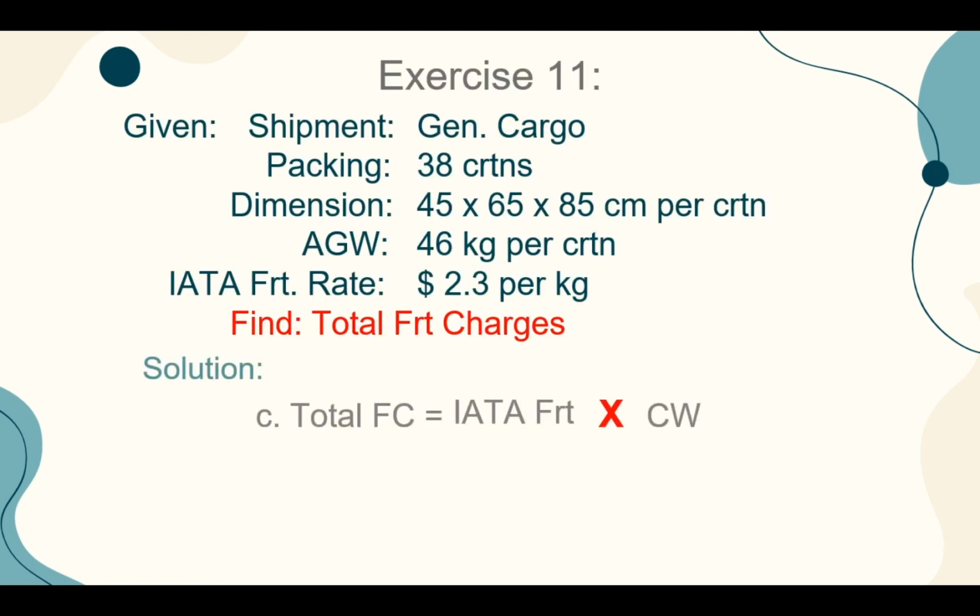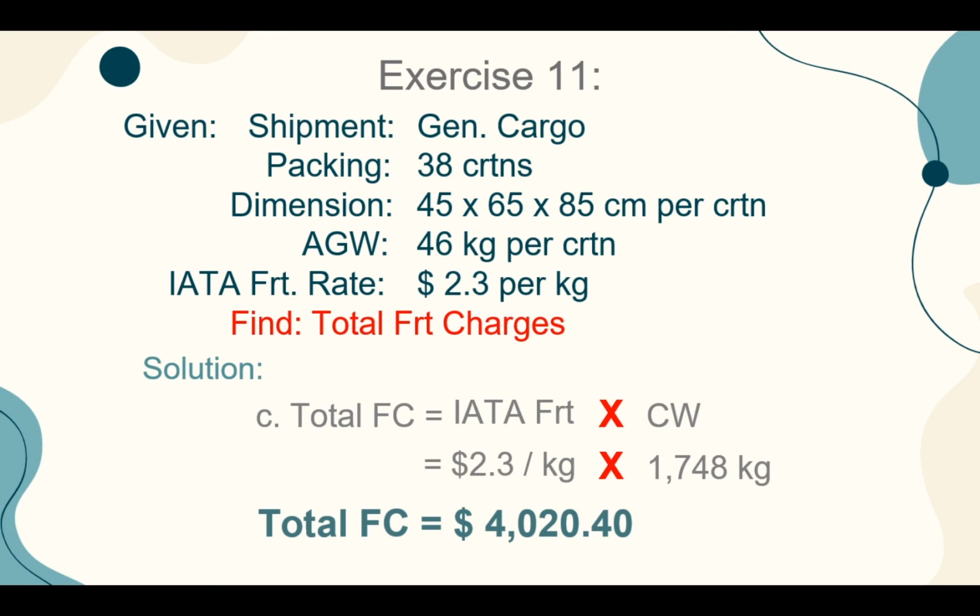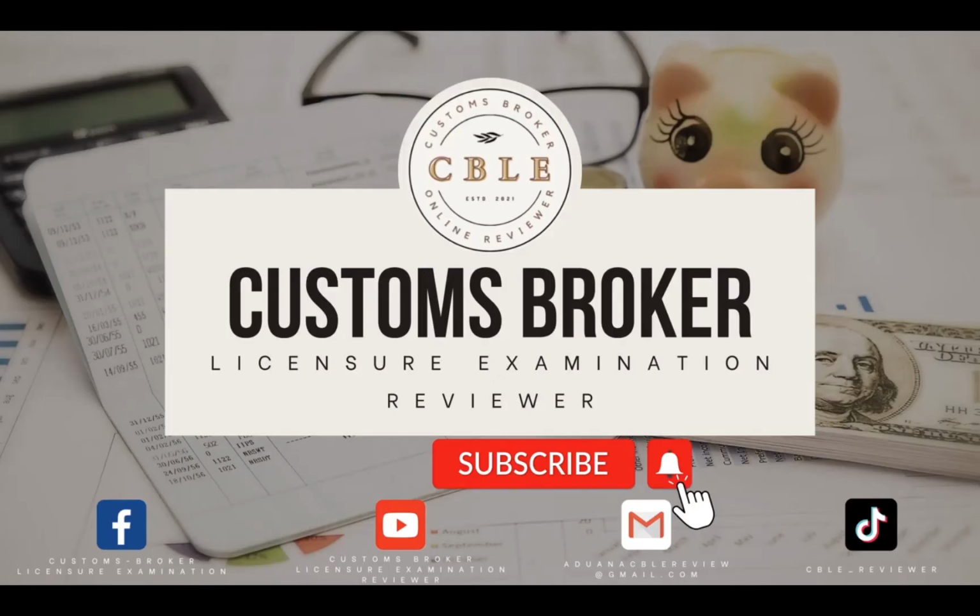So, let's find the freight charges. Our total freight charges is equal to IATA freight multiplied by our chargeable weight. So, $2.3 per kilogram multiplied by 1,748 kilograms. The answer is $4,020.40. That's our freight charges, right? So, that's all for today. Thank you and goodbye.